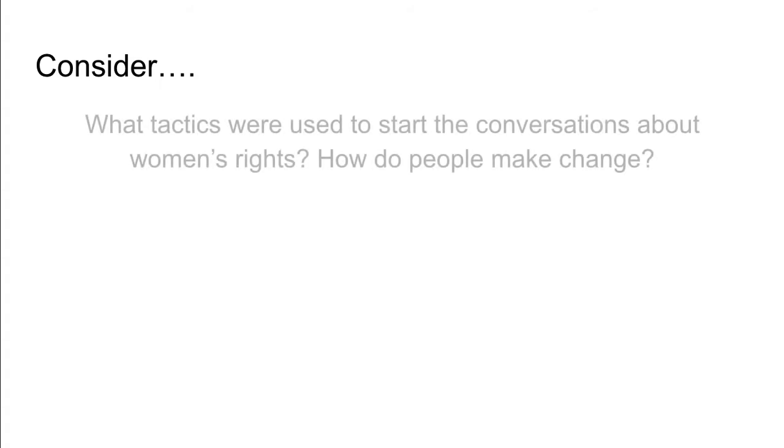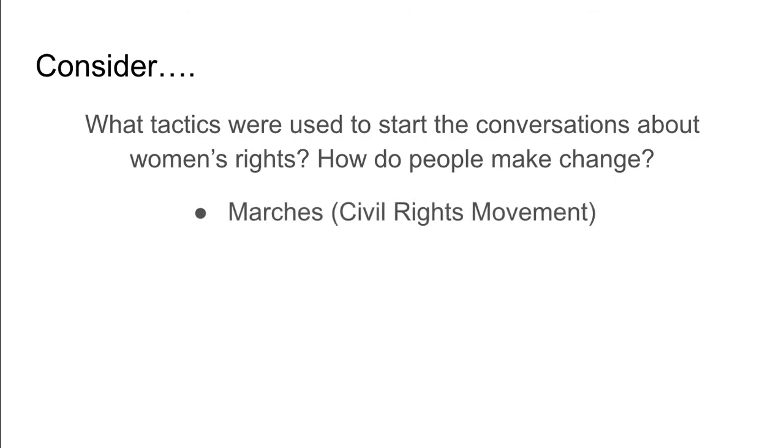Okay, so let's go back to that question that we had at the beginning of the slideshow. What tactics did you see that were used to start the conversations about women's rights? How do people make change? Okay, so consider. Here are some of the things that I came up with. Marches. We saw a lot of marches taking place with civil rights movements. People who are just congregating, making it known that there is a lot of the population that wants to see these changes, getting media presence on air, just spreading the word, really.